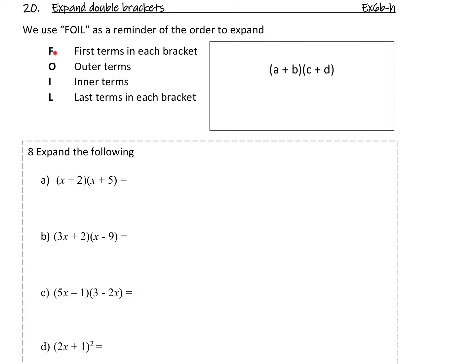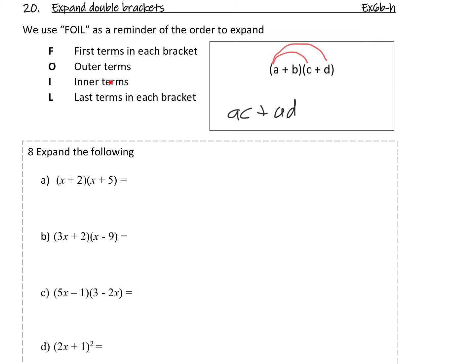So you have to multiply together the first terms in each bracket. So that would be A times C, which would be AC, plus, and then you have to do the outer terms, which is going to be A multiplied by D, which would be AD. So what we've done there is multiplied everything in the first bracket by A. And then we have to multiply everything in the second bracket by B.